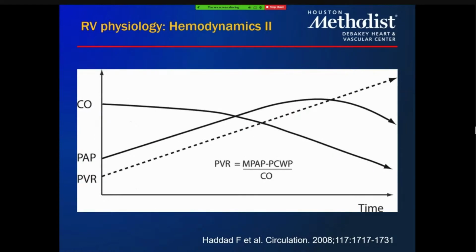Calculating the pulmonary vascular resistance is pretty straightforward. It's just simply taking pressure over cardiac output. In this case, you would do the mean pulmonary pressure, and unlike the pulmonary capillary wedge, you would use the RA pressure as a difference.